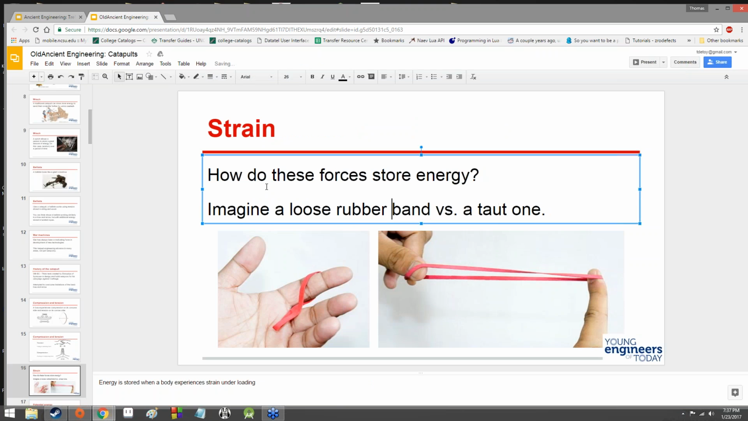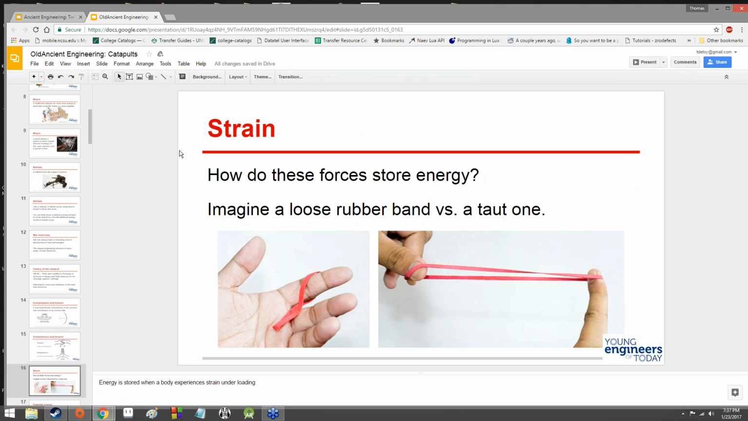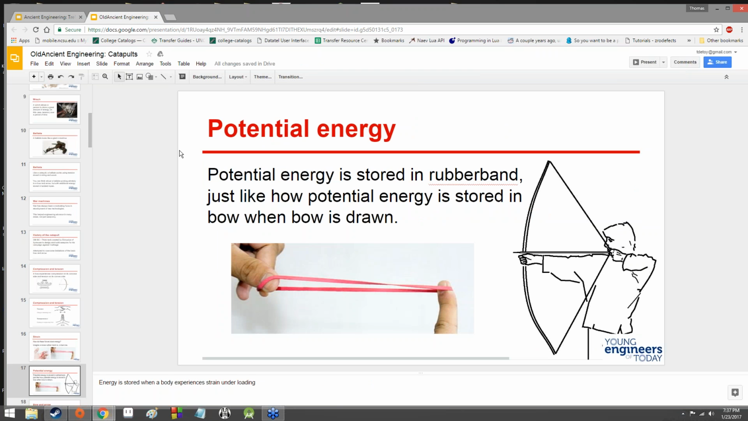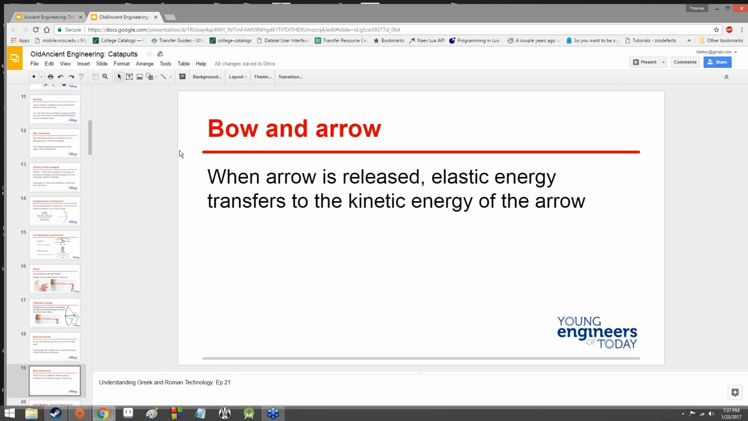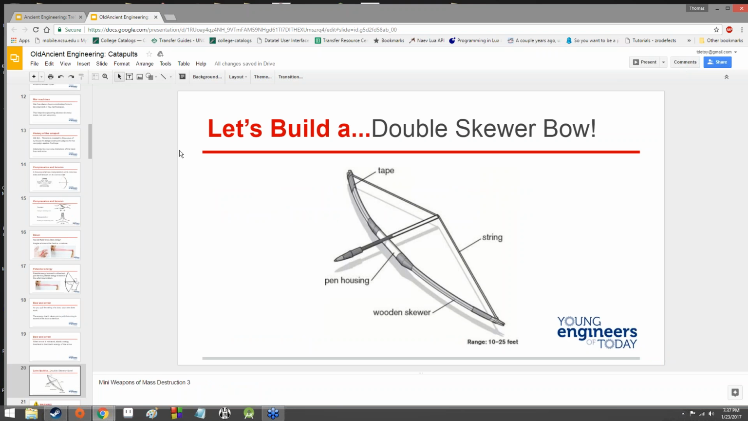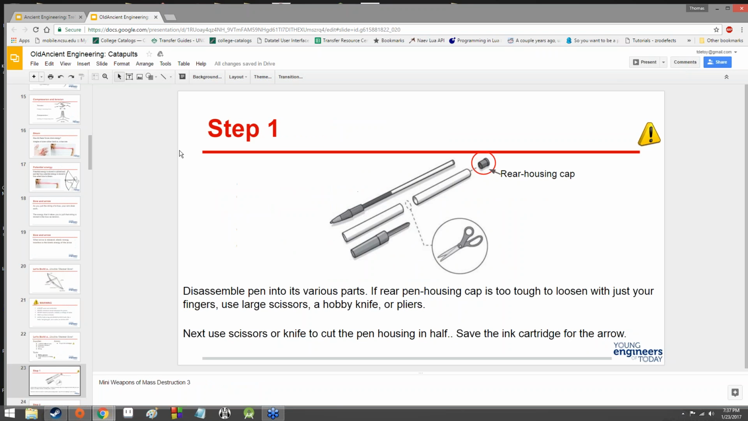So imagine a loose rubber band versus a taut one. Imagine letting go of that rubber band and you have some idea of it. So potential energy is stored in the rubber band, just like potential energy is stored in the bow when the bow is drawn. As you pull on the string of the bow, your arm does the work, and then the energy that it takes you to pull that string is stored in the bow as tension. When the arrow is released, elastic energy transfers to the kinetic energy of the arrow. So basically the tension and compression force gets transferred to the arrow in the form of kinetic energy. And then you shoot an arrow.